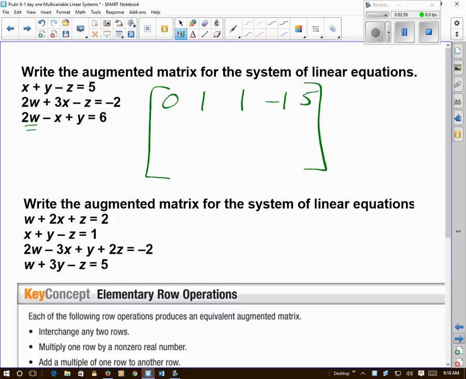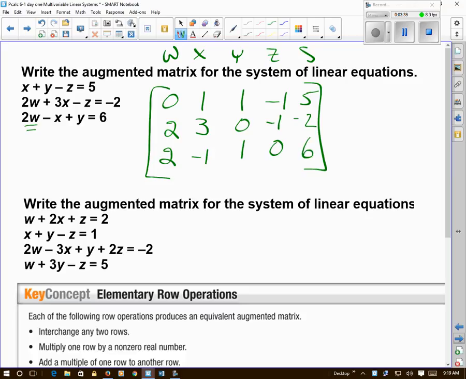In the next one, we have a 2 with the w. So our first column is our w's, then our x's, y's, z's, and the solution column. So we have 2, 3, there's no y, so we put a 0 there, a negative 1 again for the z, and a negative 2 in the solution column. Got to be very careful in writing these to keep them nice and neat and everything lined up properly. And in the last one, we have a 2 for the w again, a negative 1 for the x, a 1 for the y, 0 for z, and a 6 for the solution.